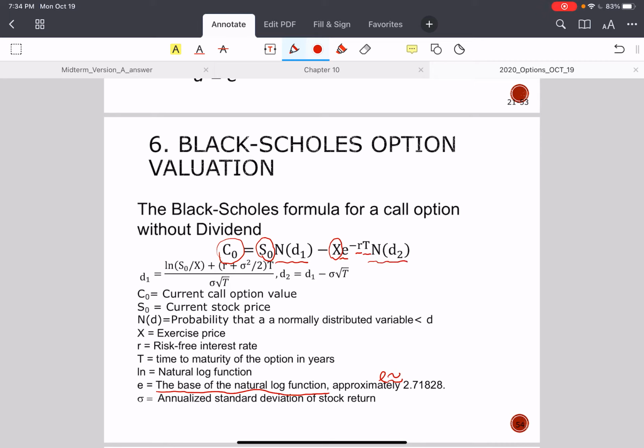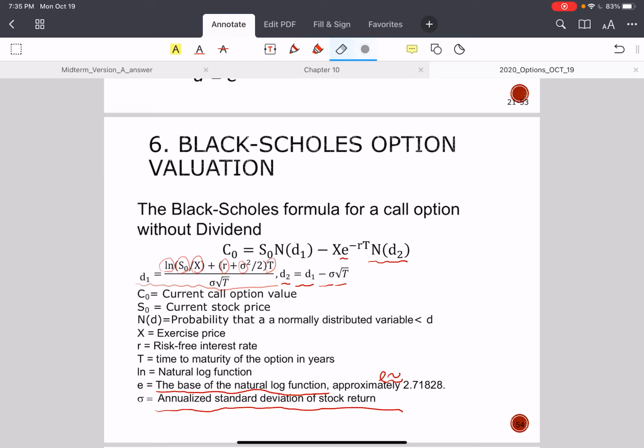First, what is d1? d1 is given by this formula. You can see that it's actually quite complicated. What is this ln? ln is the natural log function. Again, S0 is the current stock price, X is the strike price, r is the risk-free rate, and sigma is the volatility, or annualized volatility, of the stock's return. T, again, is the time to expiration. And d2 equals d1 minus sigma times the square root of T.